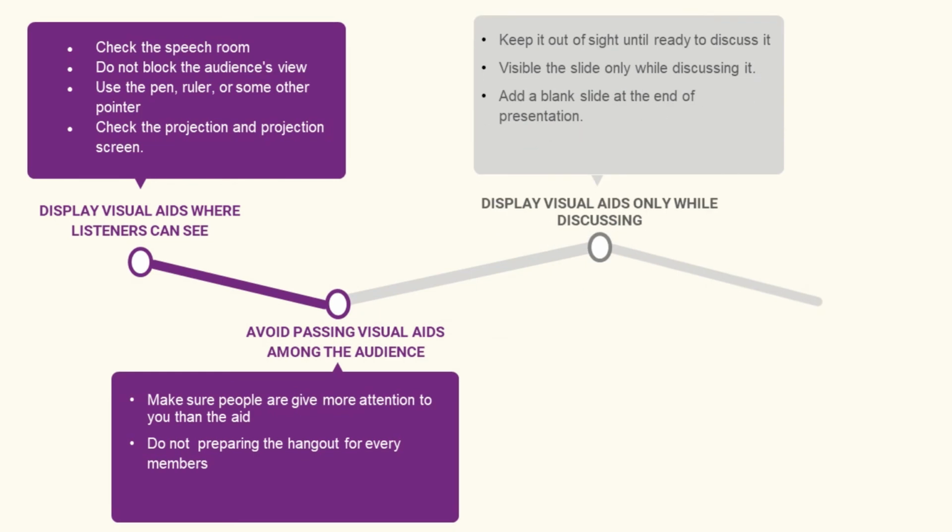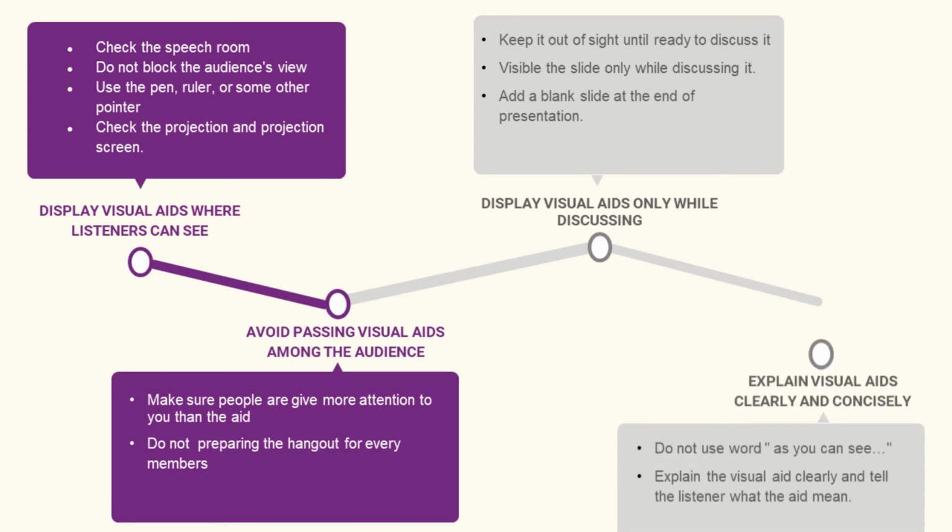The third one is display visual aids only while discussing them. Keep them out of sight until ready to discuss them. If you're using an object or a model, keep it out of sight until you are ready to discuss it. When you finish your discussion, place the object or model back out of sight.